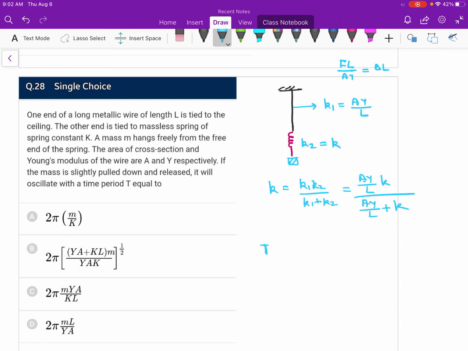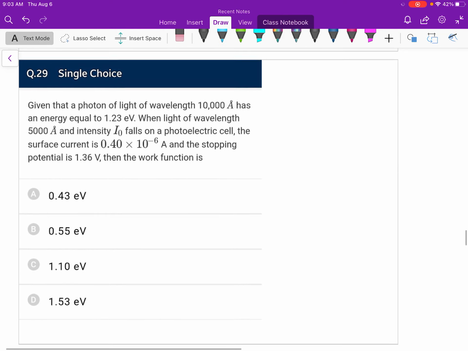Now we need to find the time period. The time period is 2 pi under root m by K effective. So K effective is AY by L K upon AY by L plus K. So this is 2 pi under root of (AY plus KL) upon AY K. So B is the correct option.